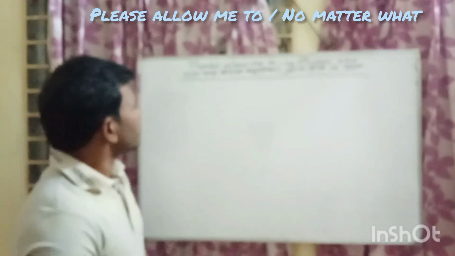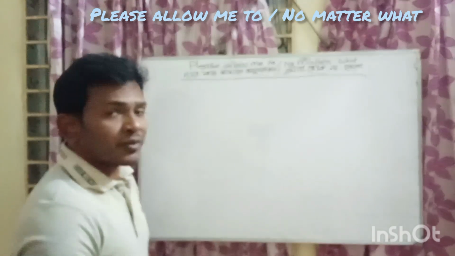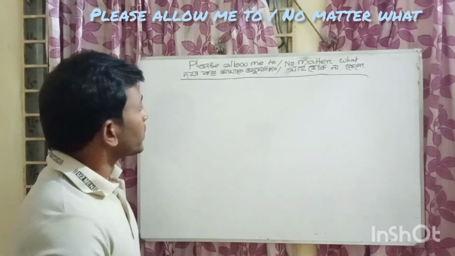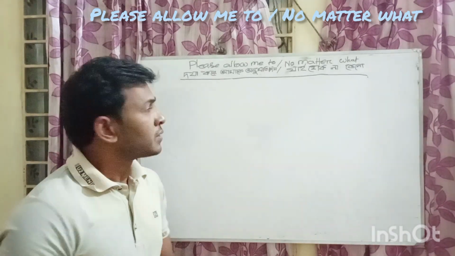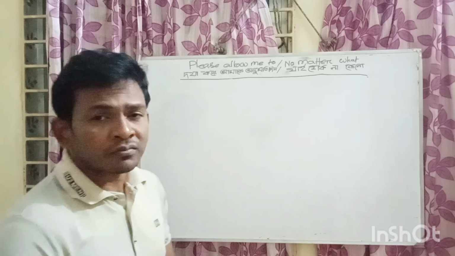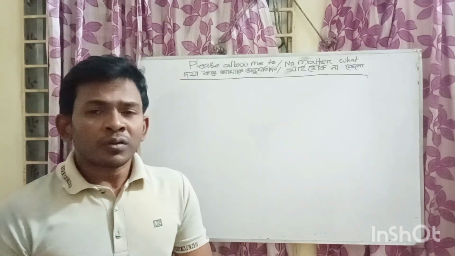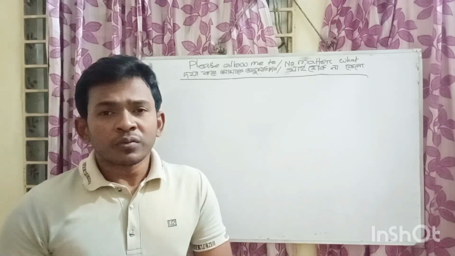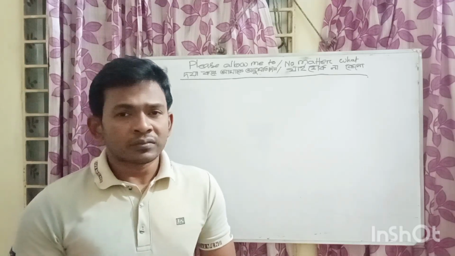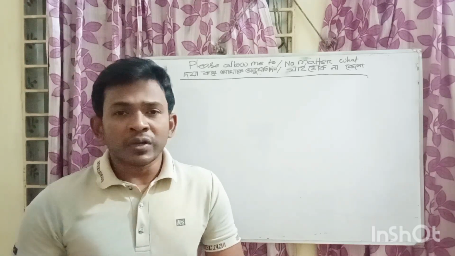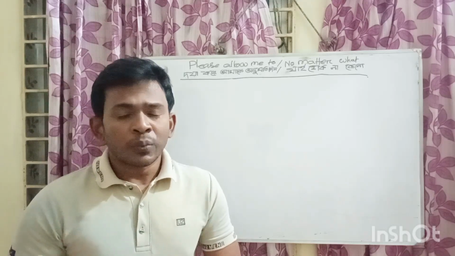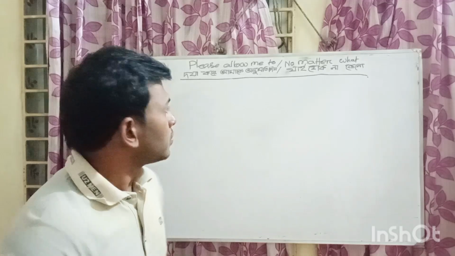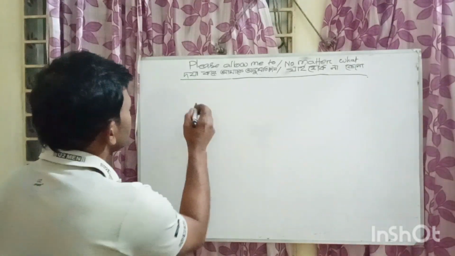I am writing here, please allow me to, and no matter what. Please allow me to means দয়া করে আমাকে অনুমতি দিন and no matter what যাই হোক না কেন. Today we will learn how to make sentence with please allow me to and no matter what. First we will make some sentence with please allow me to. Look at this whiteboard. First one.